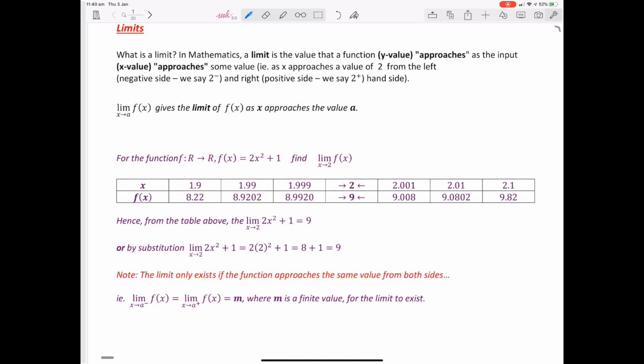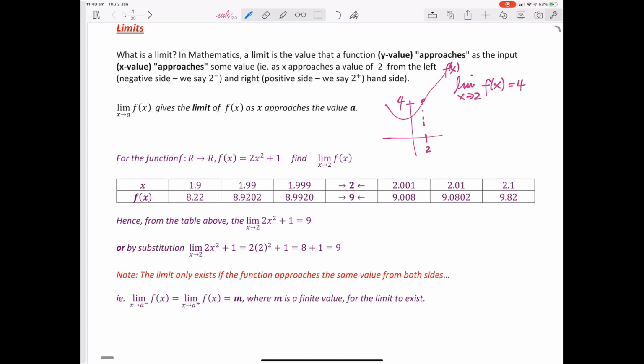Okay, next thing, limits. What is a limit in maths? A limit is a value that the y value of a function approaches as the input value, the x value, approaches some value. So let's have a look. If I had a graph, it doesn't matter what the graph is, we'll call it f of x. There's the point 2, and this point here is 4. So the limit as x approaches 2 of f of x is 4.